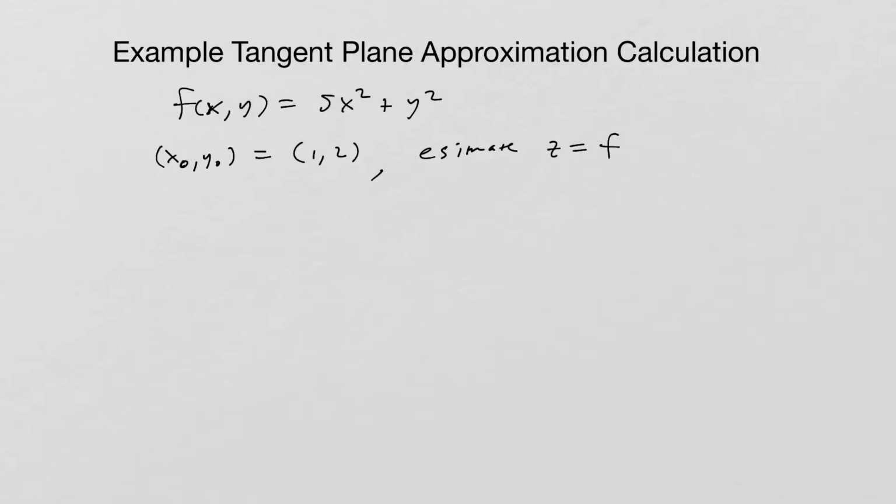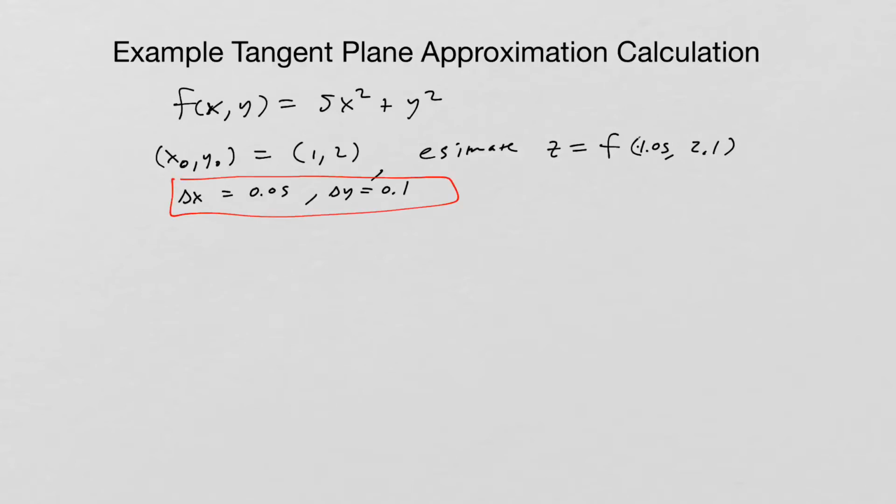z equals f of 1.05 and 2.1. All right, so here delta x is going to be equal to 0.05, right? And delta y is going to equal 0.1. So we've already got our first pieces of the thing that we want.